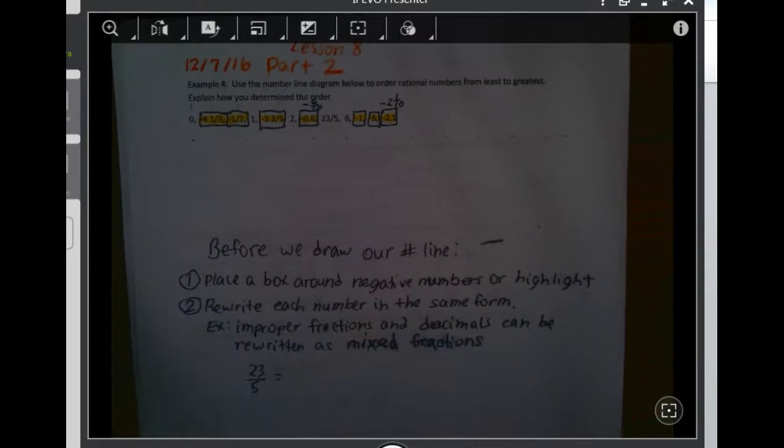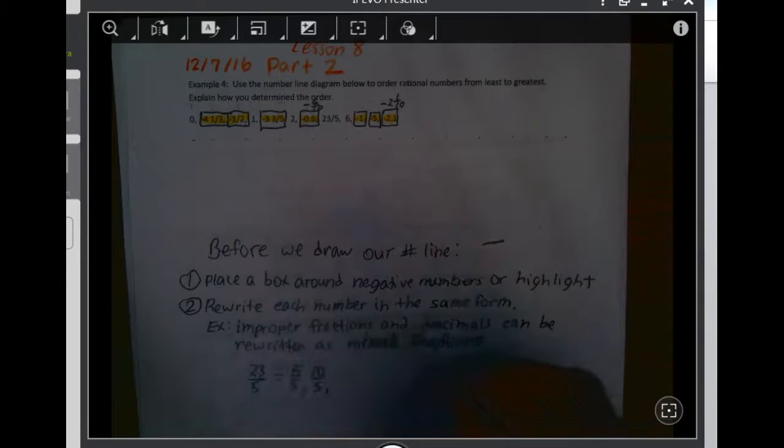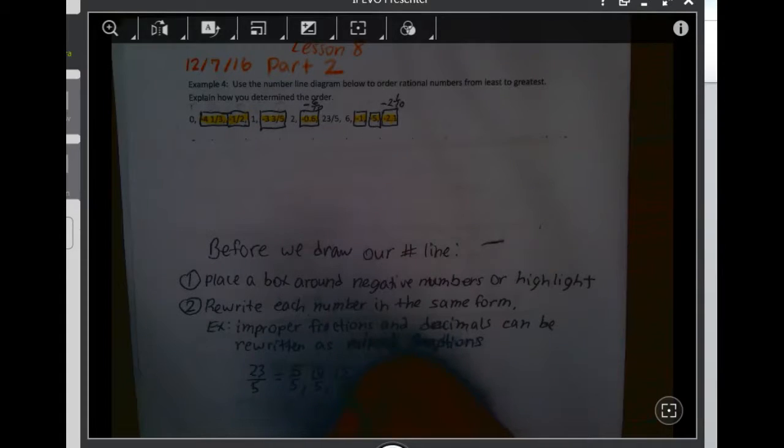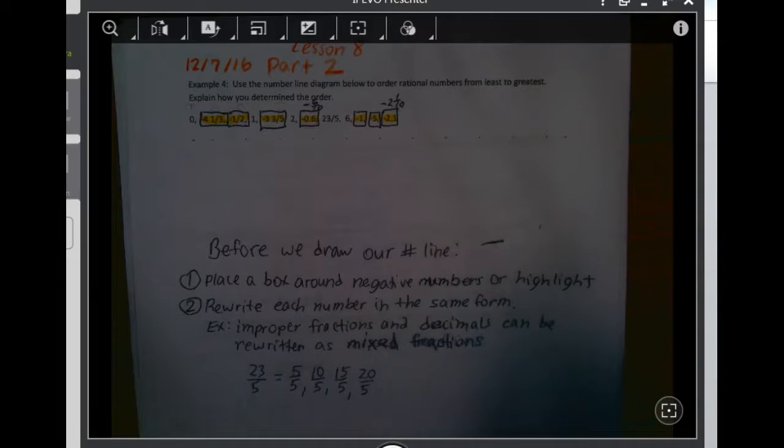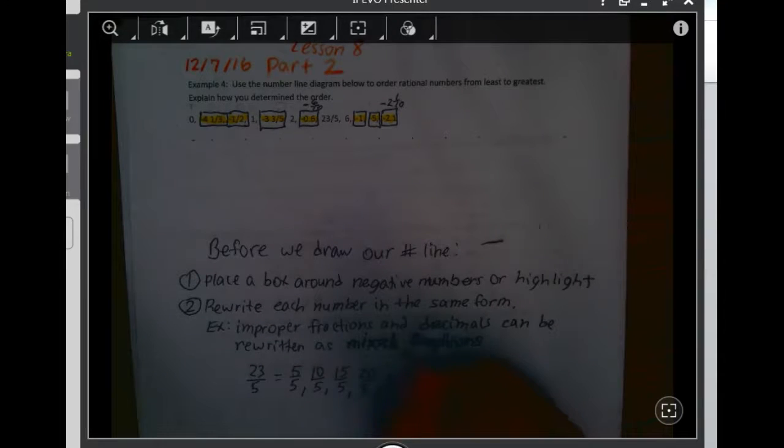So if we count by fives, we will start with 5/5, 10/5, 15/5, 20/5. Now, because our next number would be 25/5, but we only have 23/5, then our remaining fraction is only going to be 3/5.